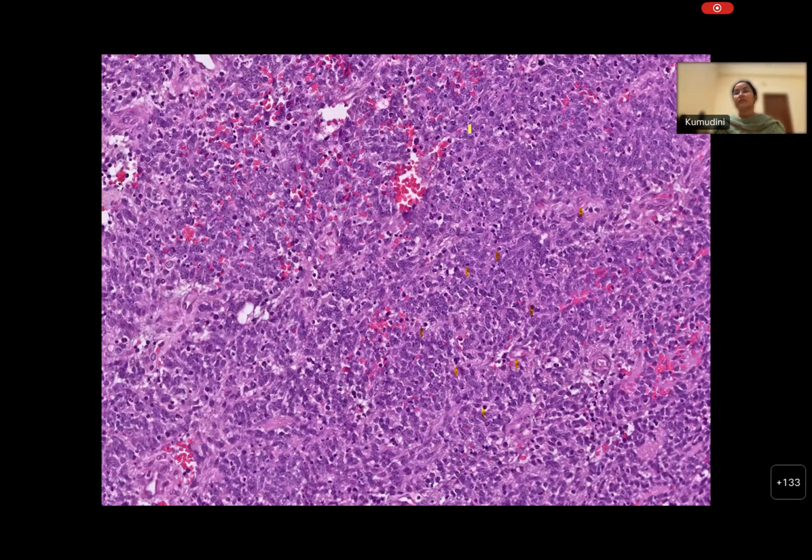So you have a packed cellular tumor. Cells are small to intermediate, more or less of similar size all through it, and it has a very high apoptotic index. Okay, it tells you it is a very rapidly, highly proliferating tumor. So what is your impression? You can see this.